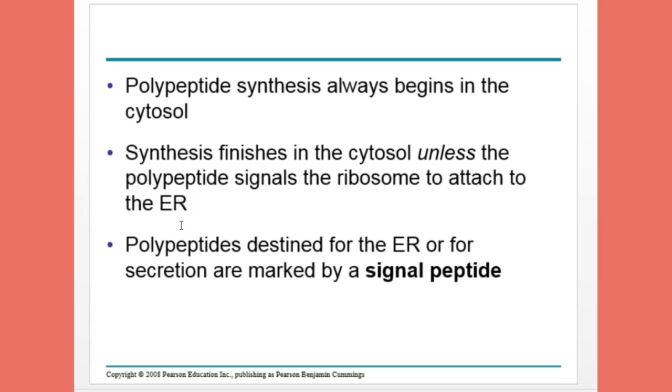Okay, polypeptide synthesis always begins in the cytosol. Synthesis finishes in the cytosol unless the polypeptide signals the ribosome to attach to the ER. Polypeptides destined for the ER or for secretion are marked by a signal peptide.